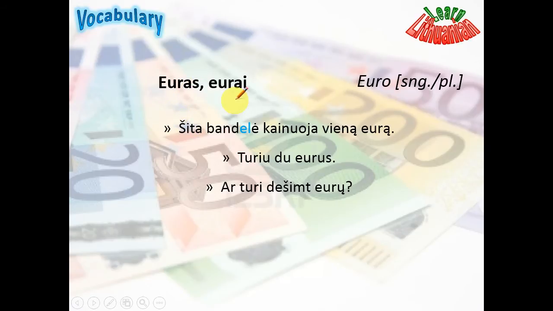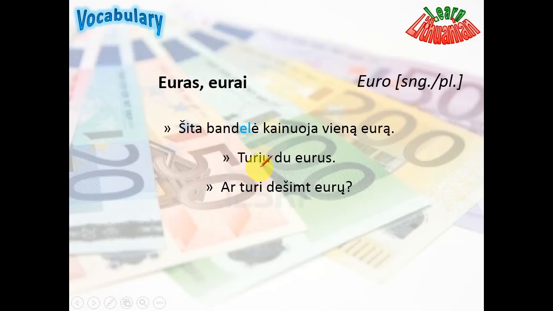Euras, eurai. This bun, šita bandelė, costs 1 euro. Kainuoja 1 eurą. Šita bandelė kainuoja 1 eurą. This bun costs 1 euro.